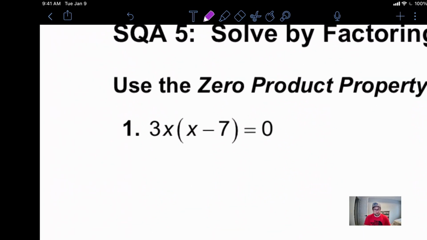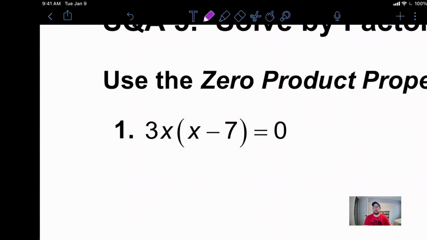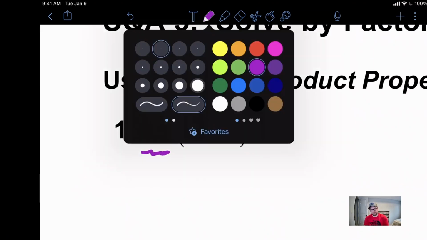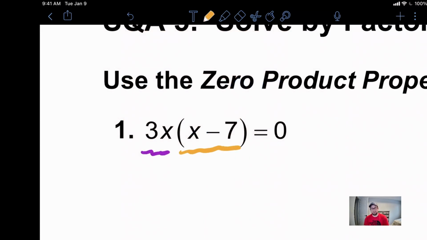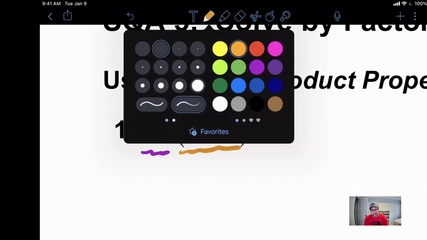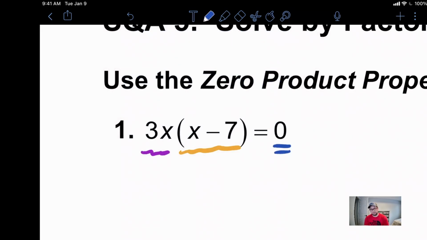So in this first problem, it says use the zero product property to solve. This is how we solve these in any problem where we are being asked to solve by factoring, right? This is the hinge of this whole thing. In this problem, we have two mathematical ideas, 3x and x minus 7, that are being multiplied together and they equal 0. That equaling 0 is probably the most important part, because if they equal 0, there's only two ways that can happen. Either this one equals 0 or this one equals 0.